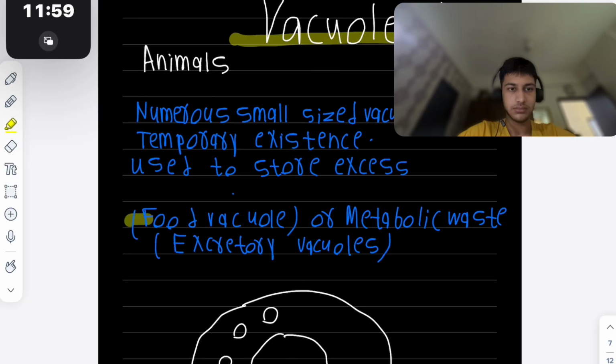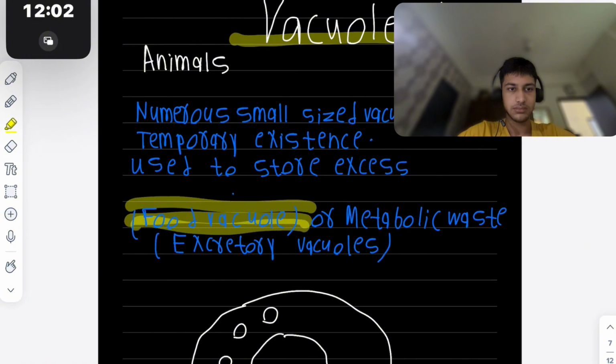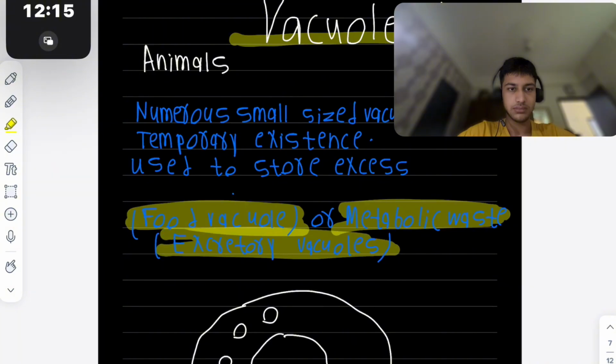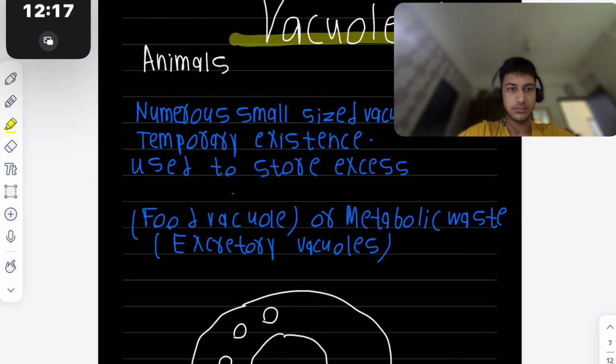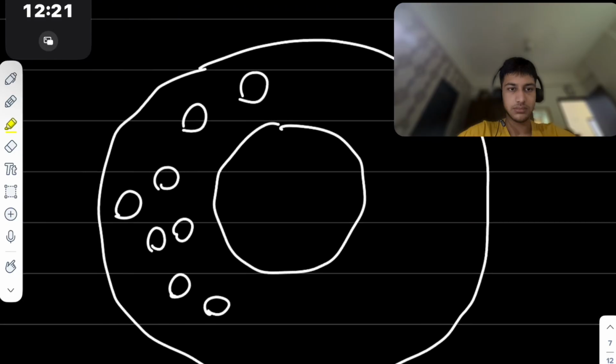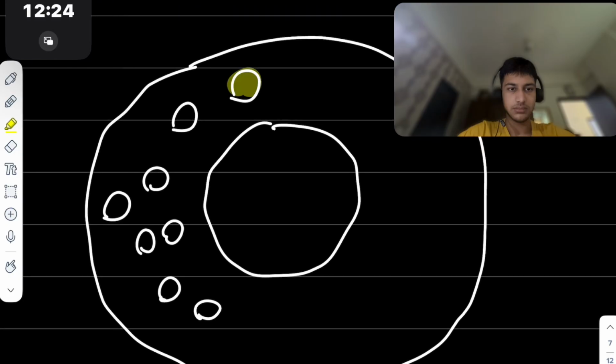Food vacuoles, the food can be stored in here, or metabolic waste, called excretory vacuoles. This is a structure which we can see over here. We have these small vacuoles. They store mainly all the waste of your body or food.